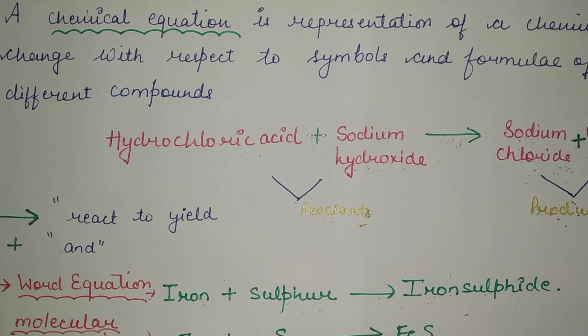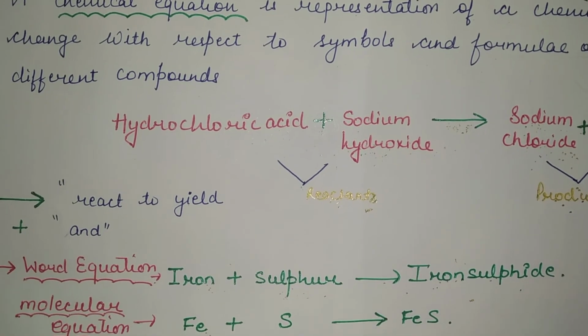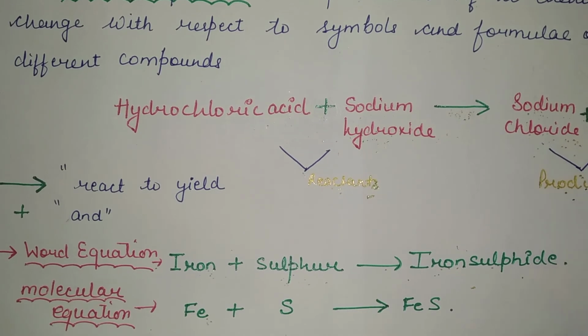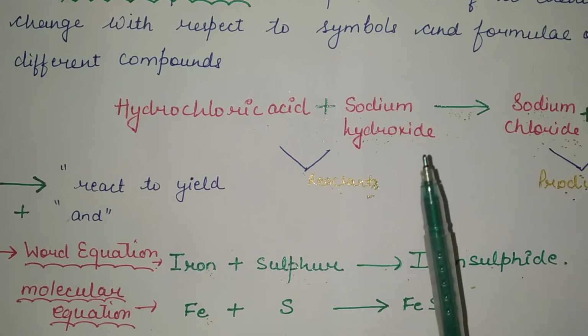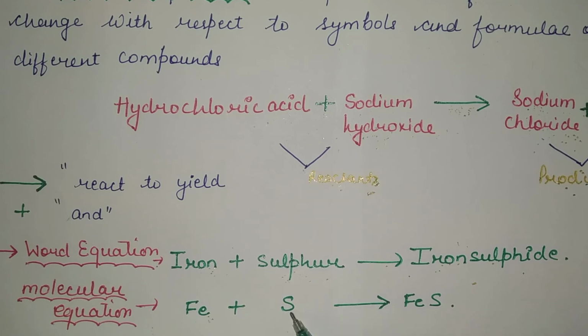Children, now we are going to discuss the molecular equation. Molecular equations are the equations in which the reactants and the products are represented by their symbols. Here you can see that for iron we have written Fe, the symbol of iron, and similarly for sulfur we have written S, and for iron sulfide we have written FeS. This shows the molecular equation because here the symbols of these elements are used.